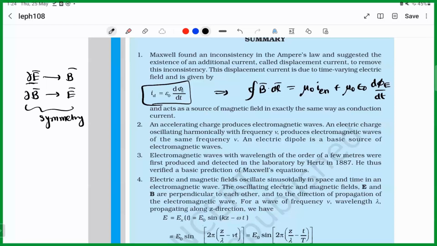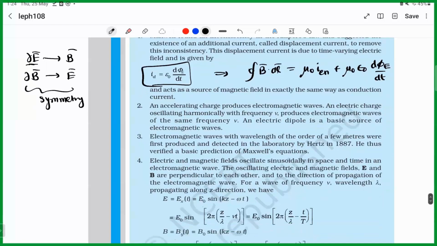For example, the flux of magnetic field, integral B dot dA, is always zero. That is Gauss's law for magnetism, right? What does this mean? This means that there are no magnetic monopoles ever. That's a very interesting thing.